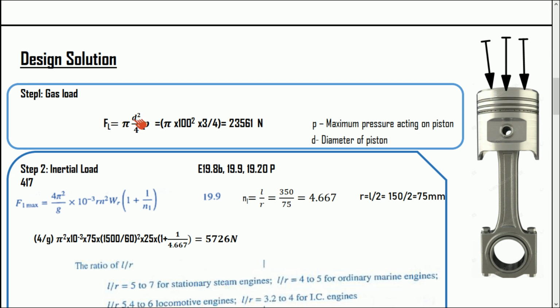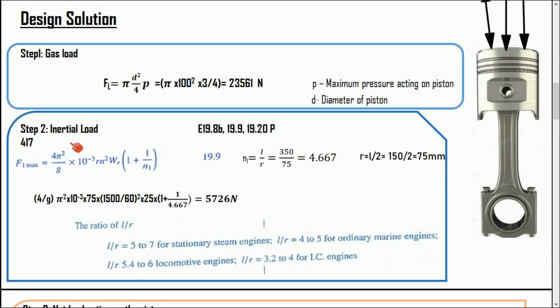The diameter D that we are going to use here is the diameter of the piston, which is given as 100. So the value of gas load we are going to get is 23,561 Newton. Now in step number 2, we are supposed to calculate the inertial load. We have to consider the weight of the reciprocating part. In this question they have given the weight as 25 Newton and we have to calculate the inertial load. Inertial load plays a very important role in the design.